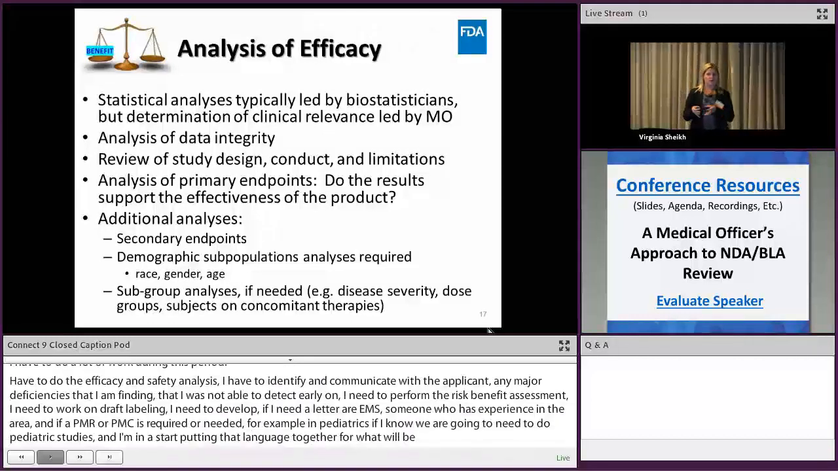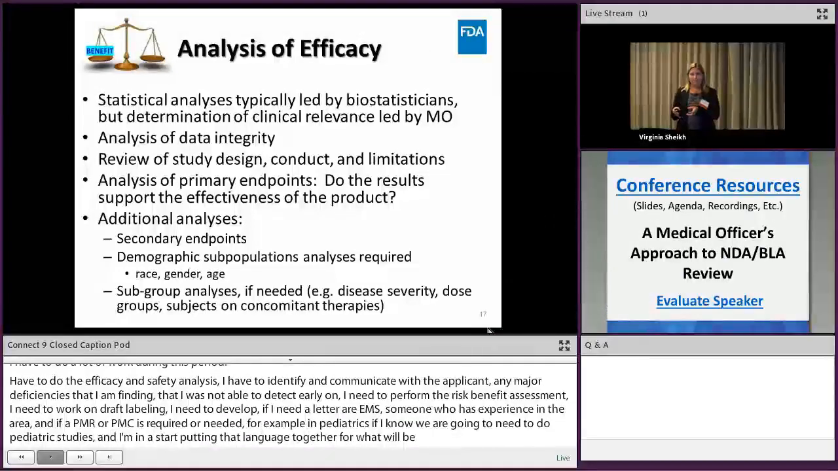So I work very closely with the statistician for the analysis of efficacy. Typically, the statistician will lead the actual analysis. So they'll determine what statistical test is appropriate, whether the applicant used the right statistical test. But my input is needed to determine whether that's important clinically.